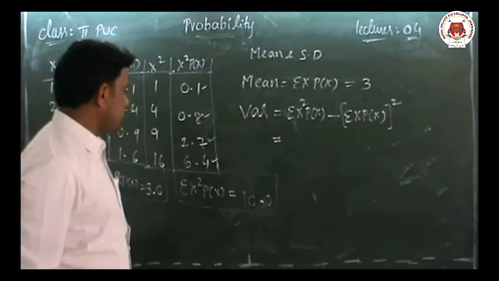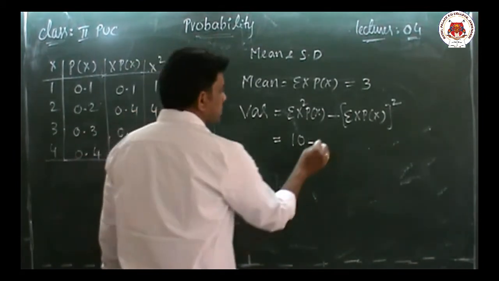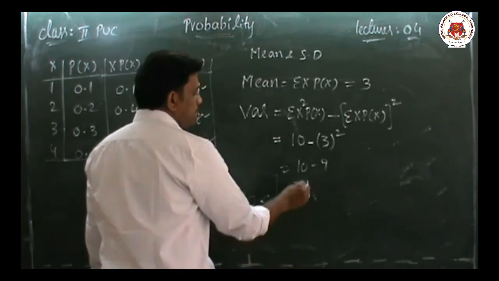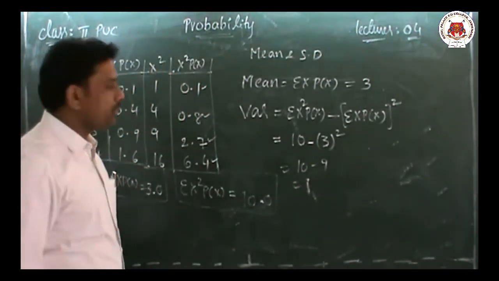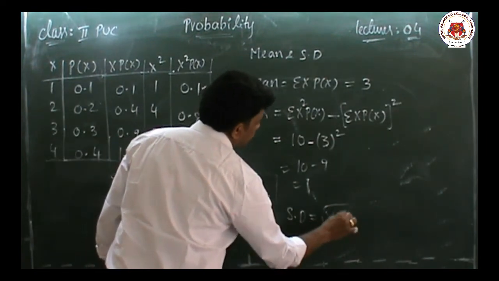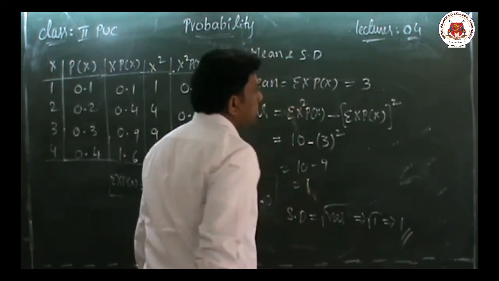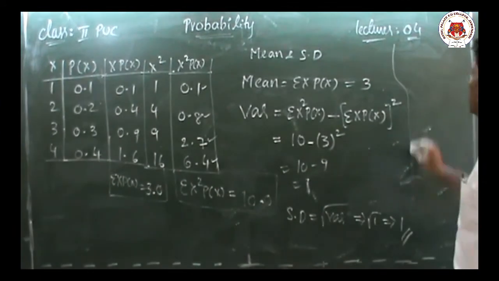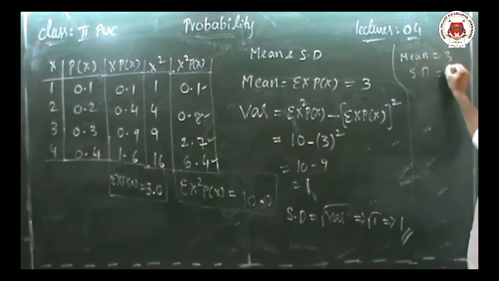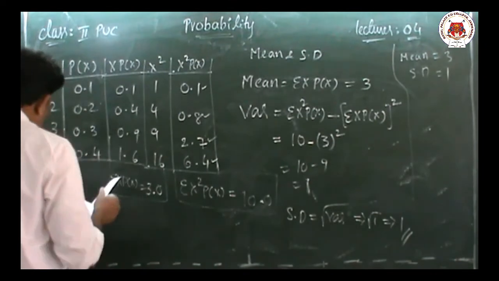So summation of x square into p of x is 10, minus summation of x into p of x, which is 3, whole square. So 10 minus 3 square is 1. So variance equals 1. If variance is 1, I want the standard deviation. Standard deviation is square root of variance, which is square root of 1, which means 1. So children, finally what is the answer? Mean equals 3 and standard deviation equals 1. In this way, we will find out.